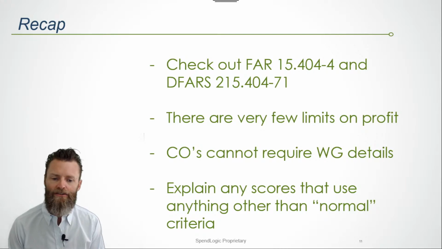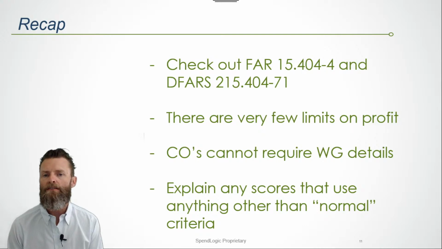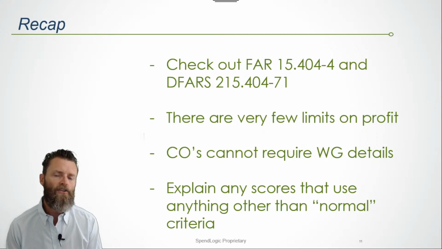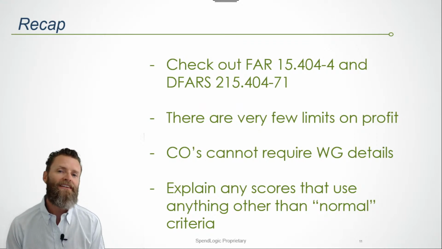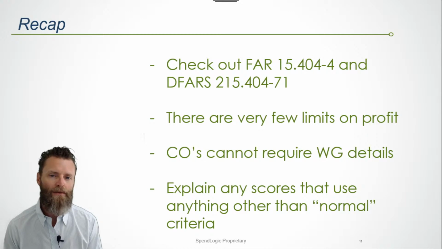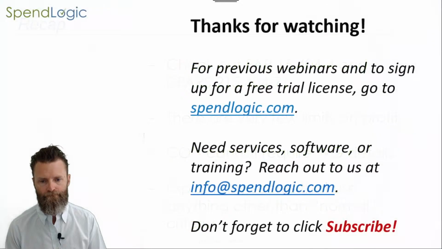Last, explain any scores that use anything other than normal criteria. So if you're going to be providing a weighted guidelines analysis in any format, even if it's internal compliance or internal management reviews, be sure to use your explanations for anything that's above or below normal. That's really going to be key to understanding whether you have assigned your weightings correctly, your scores correctly, and whether it really makes sense. If you can't make the story as far as why it should be above or below normal, then normal's probably where you ought to be.